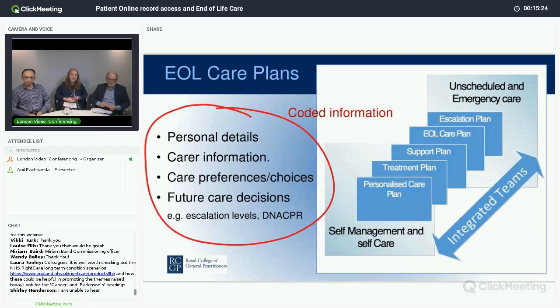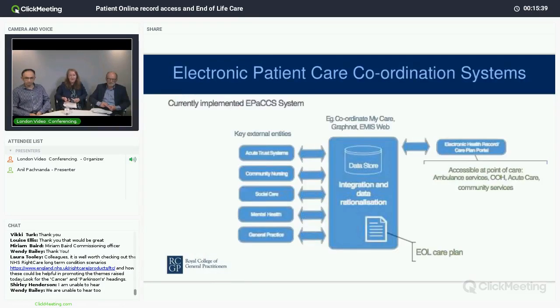Because if we're all coding this the same way, it allows us to share it between different systems. It allows us to share it with the patient, with patient online access as well, because the information will be coded, it will be easy to see and easy to find. So whatever systems you're using, coding consistently is the absolute key. And this just shows you some of the challenges around what we call EPaCCS, which is really just coding and sharing information for people nearing the end of life.